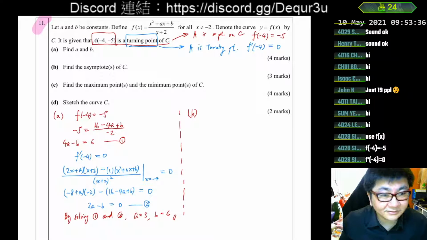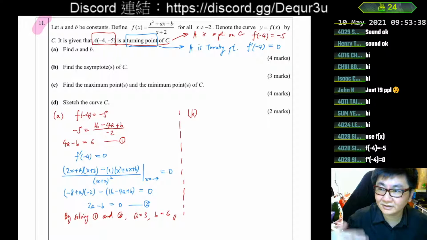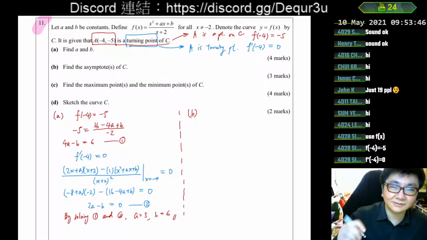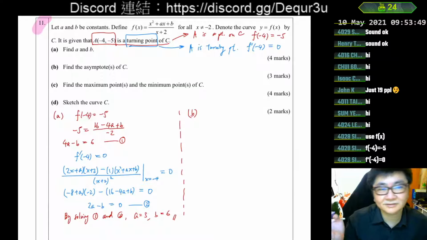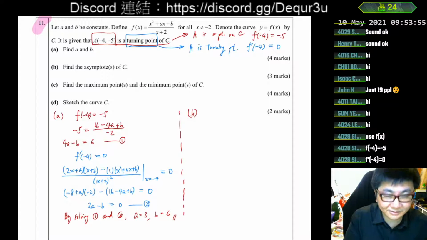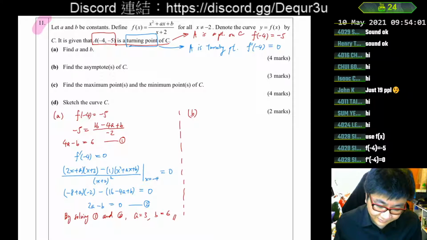Is it okay? So you can see when there are some unknowns in the function, we will always need to try to use the information given to help us do it. And sometimes we have to be smart when we use the information. It's only 1 sentence, but it contains 2 pieces of information. It's a point, and also it is a turning point. So it is 2 pieces of information.